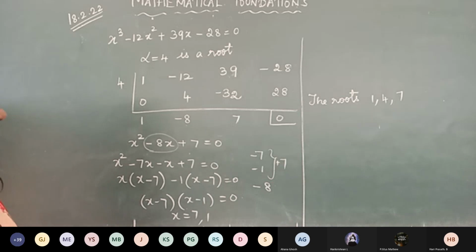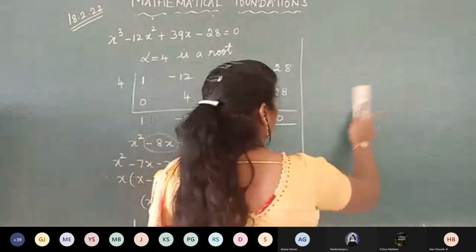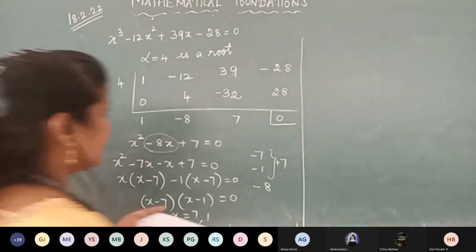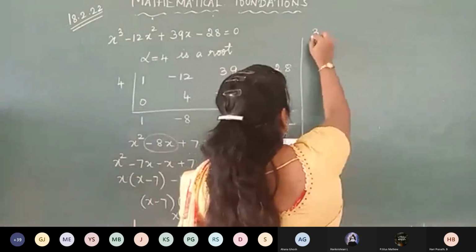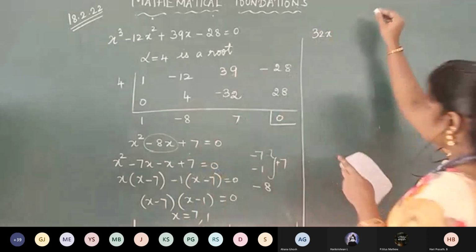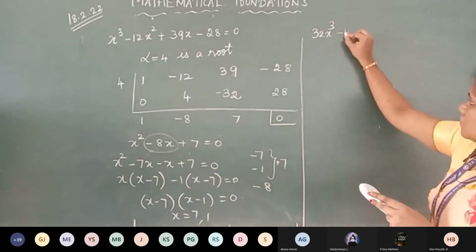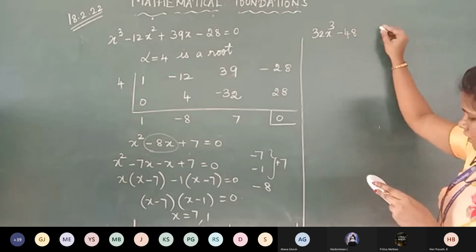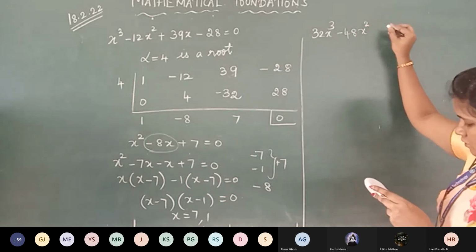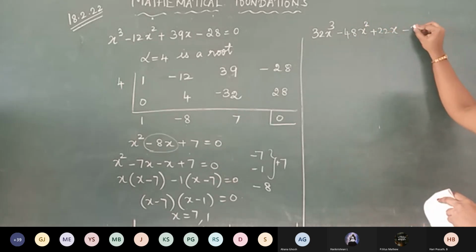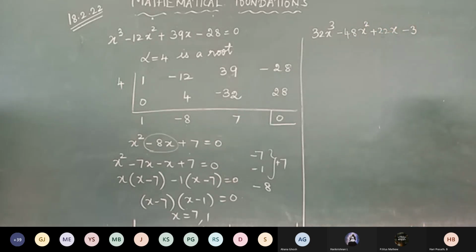We are finished with this problem. I will write another problem. Solve the equation 32x cubed minus 48x square plus 22x minus 3 is equal to 0.